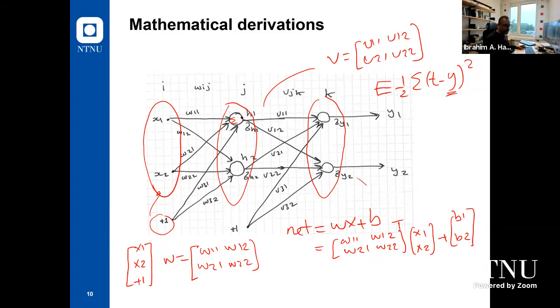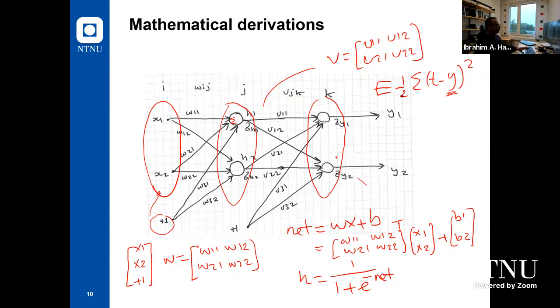And after that, I need to apply the activation function here. So h will be 1 divided by 1 plus exponential minus net. Do the same, it will be v times h plus the b vector here for this output layer. So in this case, we will calculate the summation here. We will apply the activation function again, and we will calculate y1 and y2. So we go forward to calculate y1 and y2, and after that, calculate the error signal, and we need to go backward for adjusting the weights.